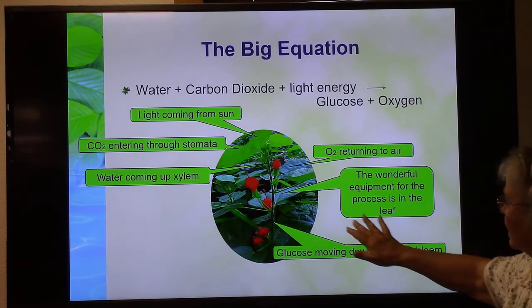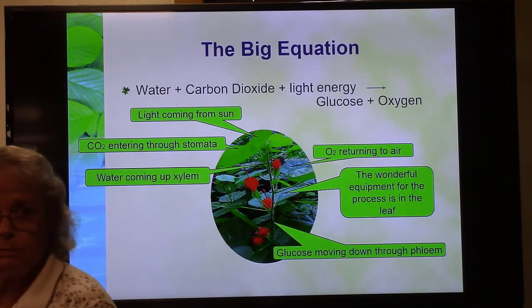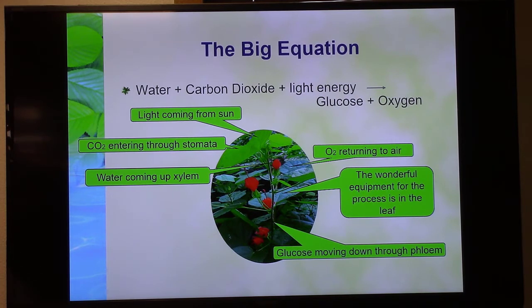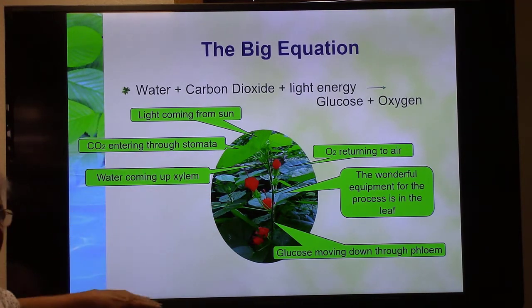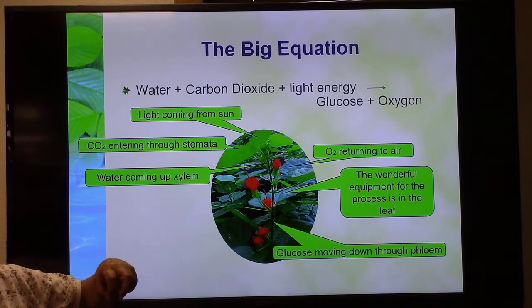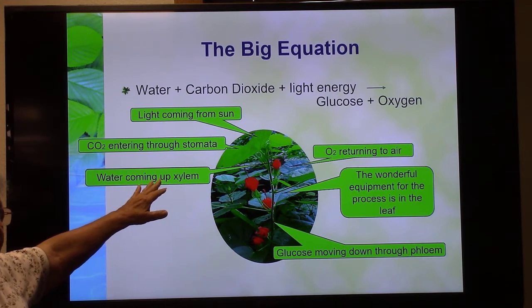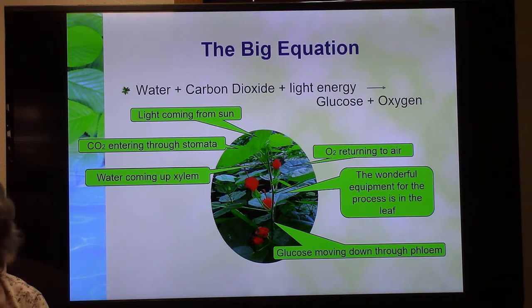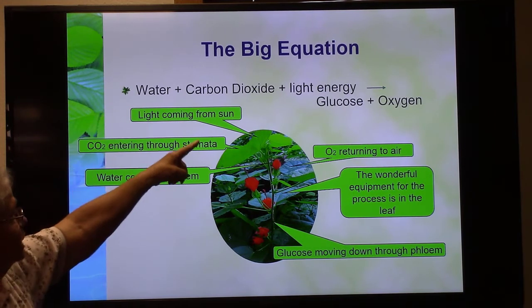Well, the wonderful equipment for the process is mostly in the leaf. Yeah, there's a few green stems, but basically we're talking about something going on in leaves. And we got the light coming in from the sun. We got carbon dioxide entering the leaf through those little stomata, those little pores on the back side of the leaf. Carbon dioxide can get in. Water is coming up from the ground to the roots, to the stem, up through the xylem. And then this miracle right here happens.